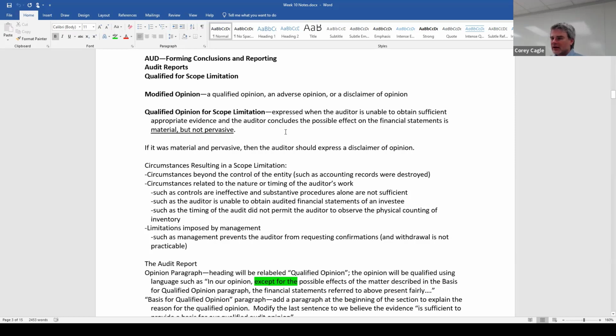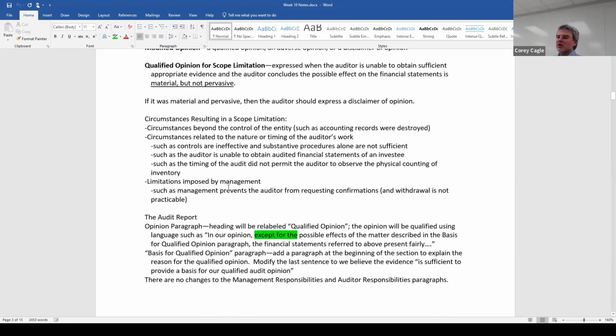So I just mentioned all that about pervasive and everything. If it is material and pervasive, then you just disclaim the opinion. That comes later. You're doing your audit work and you weren't able to do audit work on enough area to even render an opinion, so you'll just disclaim the opinion. Here, you're trying to do the audit work and you just can't audit this certain area. It's material, otherwise you wouldn't worry about it at all, but it's not pervasive, right? So you just say everything's cool except for this.